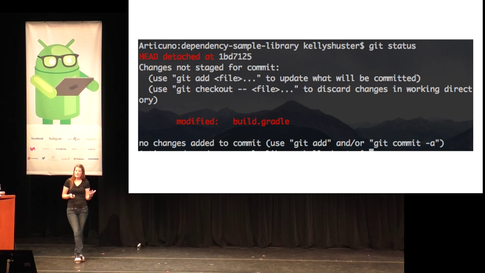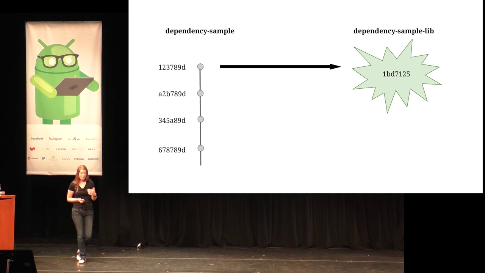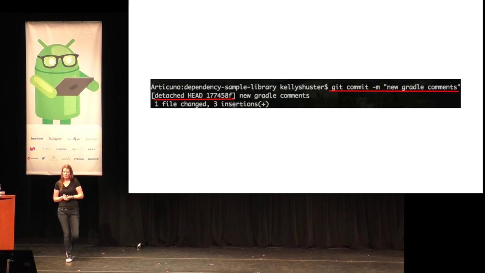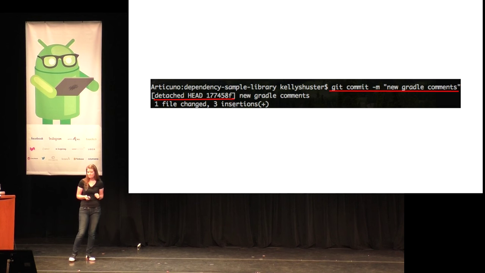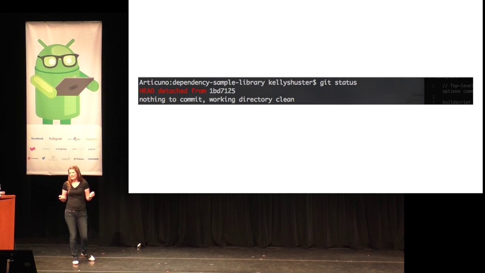So instead of checking out a branch like I'm supposed to, I just decide to run git commit. So we can see here I am in this commit that's hanging out there. I run git commit "new Gradle comments", and git is really helpful to me, and it says, yay, now this is a detached head at 1774. So I'm like, sweet, I made that change, I'm good to go. Wrong. I run git status, and I see that my head is actually still 1BD7. What? Git just told me that I made a commit and everything was fine.